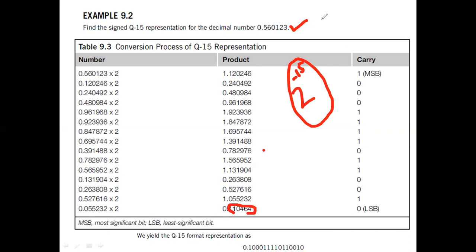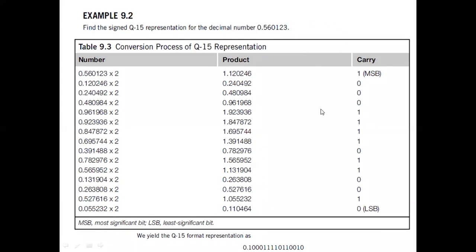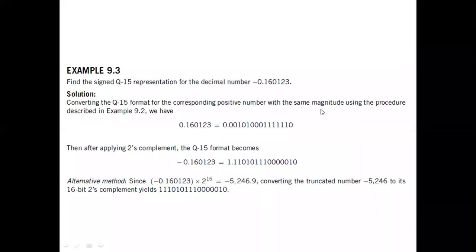If you want your number to be much more accurate, then you can go for, if I go for Q13 notation or a Q12 notation, I can represent more positive numbers, but then it's going to give me approximation errors for smaller numbers.